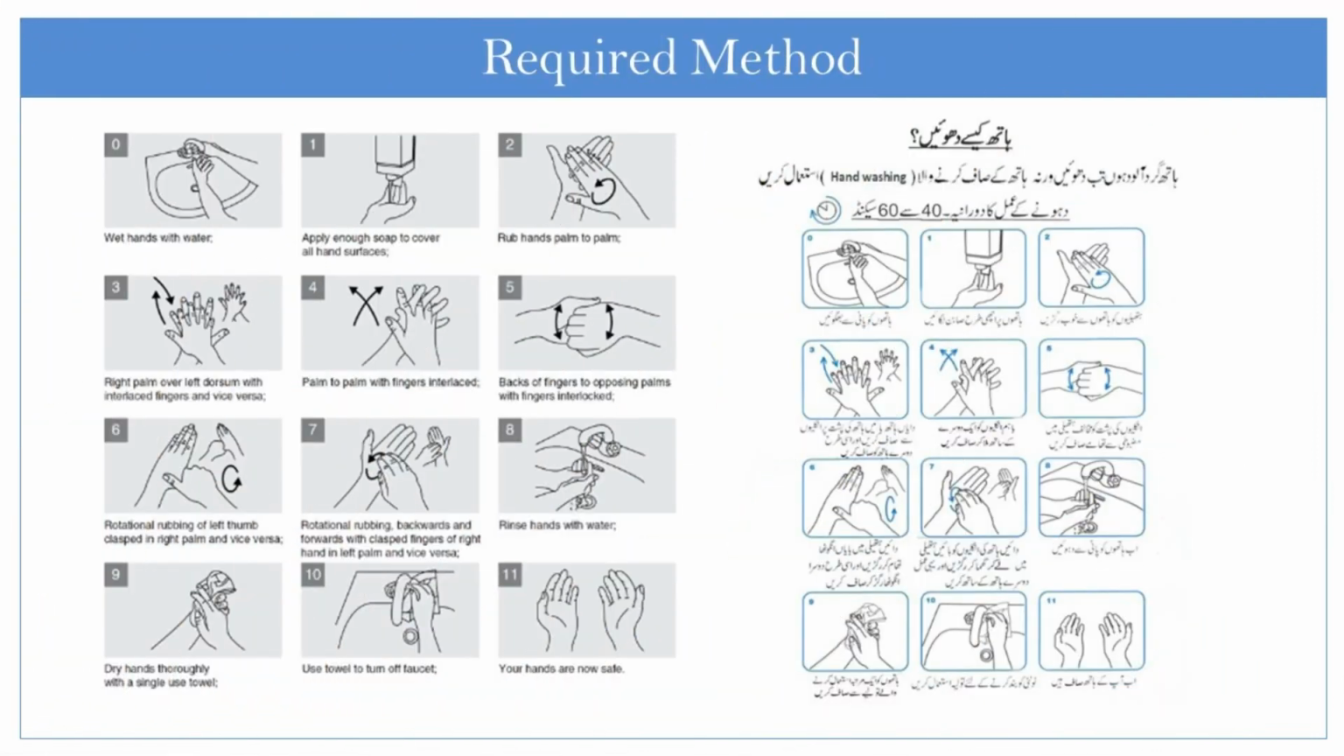These are the required methods. So these are 11 steps. You have to take 15 seconds in order to complete both hands, and these are given in most of the books, and you can follow the guidelines mentioned over here. These are also replicated in Urdu here.